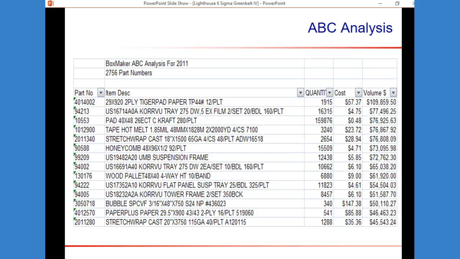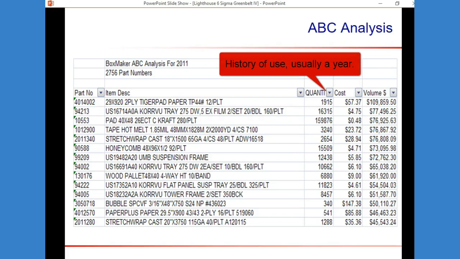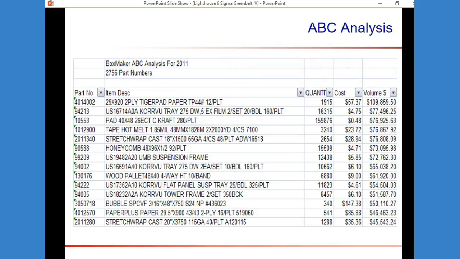So here's how I'm building this ABC analysis. So I have a list of part numbers. This is a real example from good old box maker from 2011. So I had 2,756 part numbers, really not that many, so it's pretty easy to manage. So I have part number, description, the quantity, which is how many I sold that year, what the individual cost was. So those two get multiplied and I end up with my volume of dollars. So this is already sorted from high to low based on my volume of dollars.